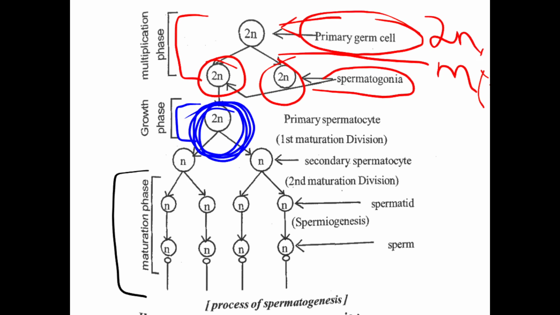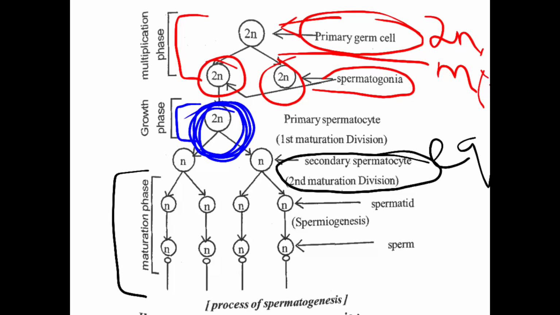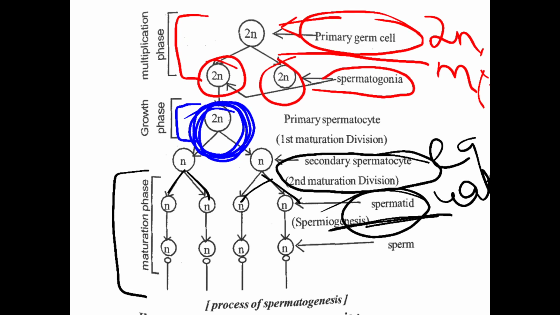That secondary spermatocyte again undergoes the second maturation division, which is equational division, to form four spermatids. Now the spermatid is formed. That spermatid undergoes spermiogenesis to form sperm.